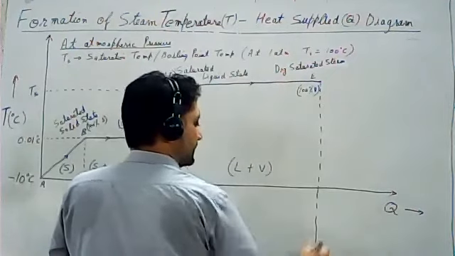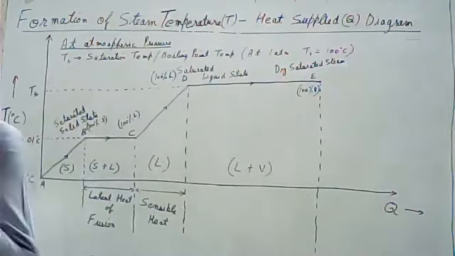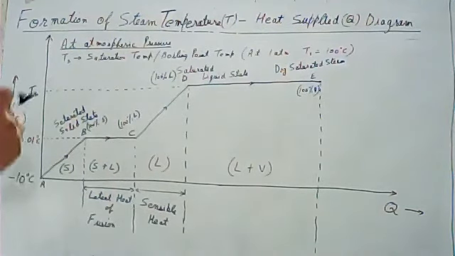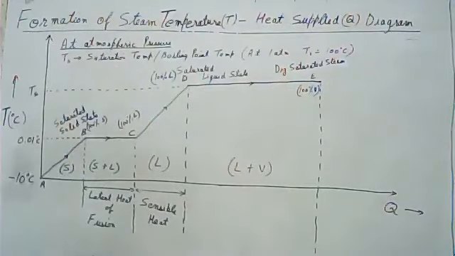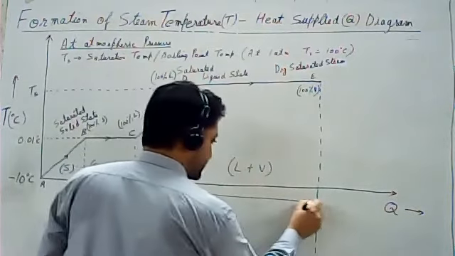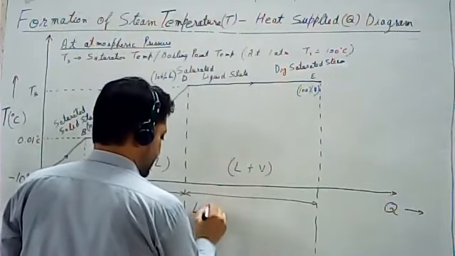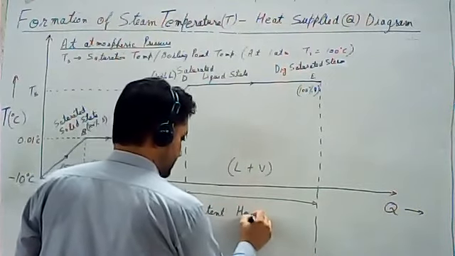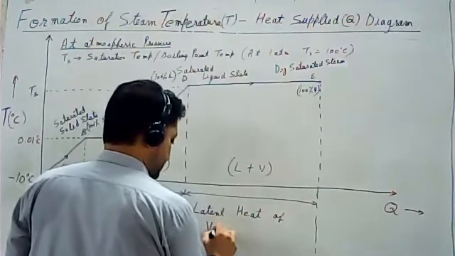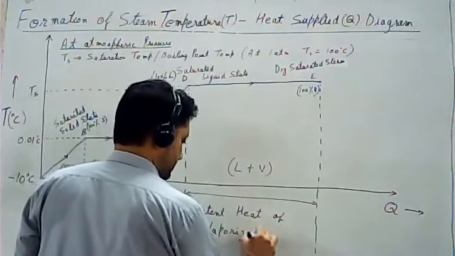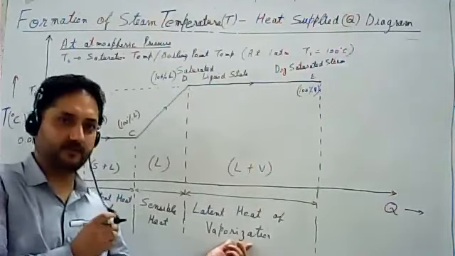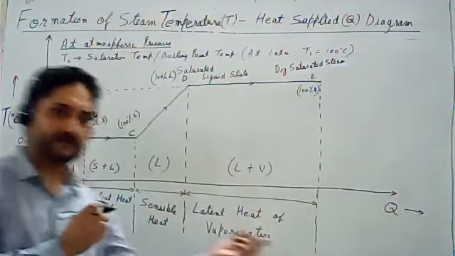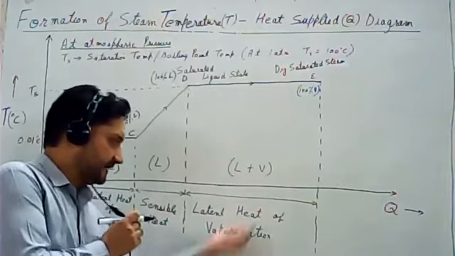Now, the heat required to convert saturated liquid into dry saturated steam is called the latent heat of vaporization. Here vaporization is taking place: liquid water is getting converted into vapors, into gas. Hence the heat is latent heat of vaporization.